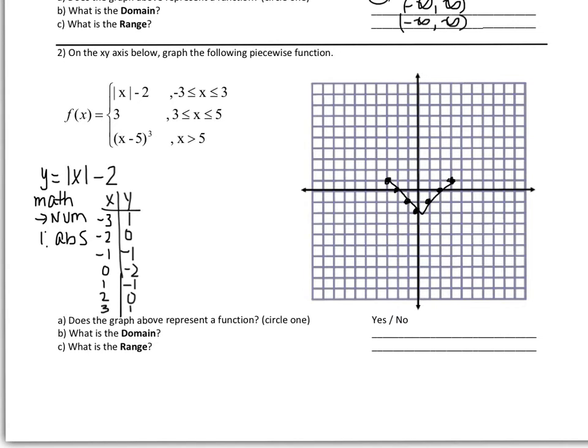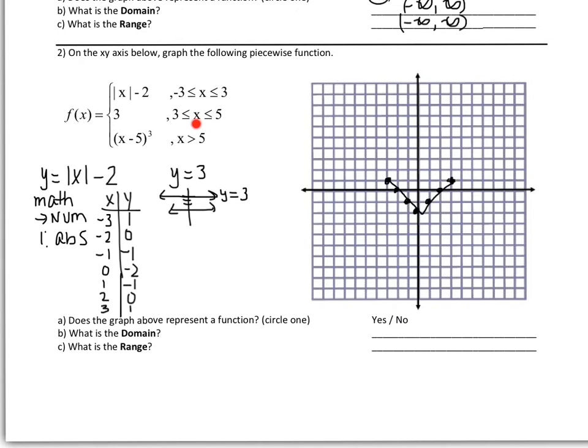Okay, so now the second one, f of x equals 3. That's the same thing as saying y equals 3. Just if you remember, here, if we have a y equals, it's just this line right up here. This is the line y equals 3. Basically, y is 3 every single time.